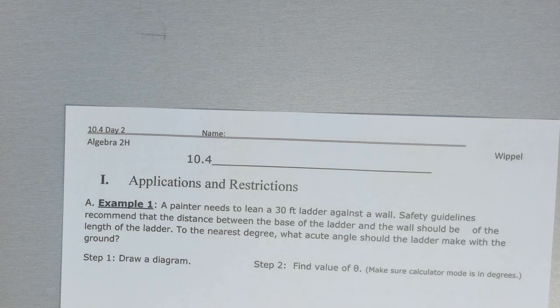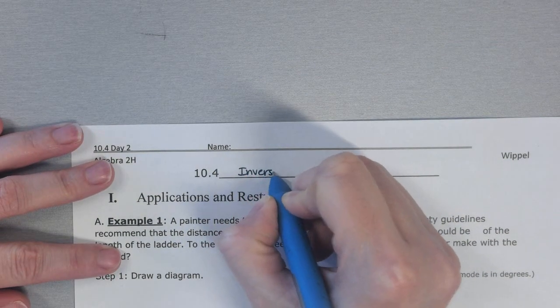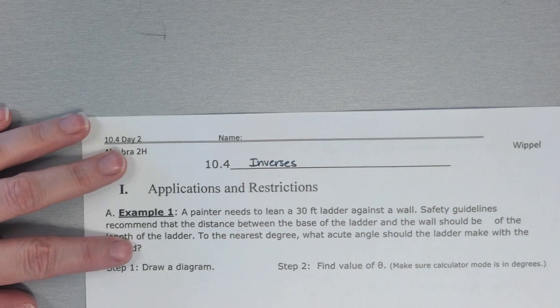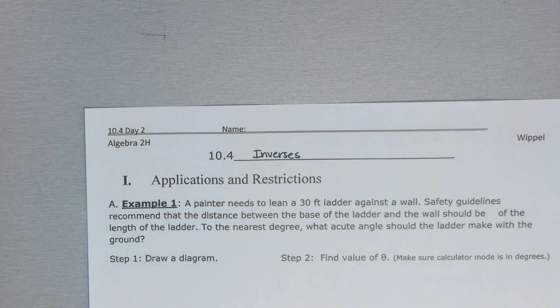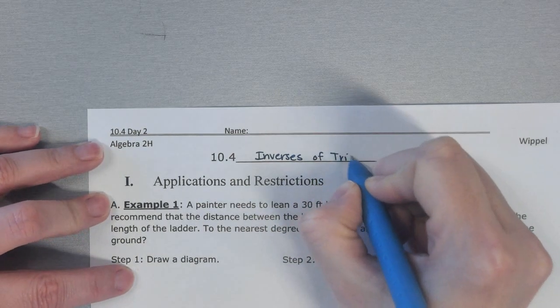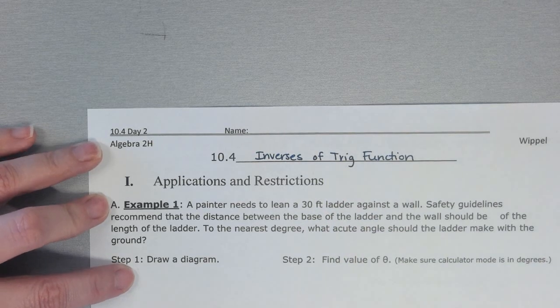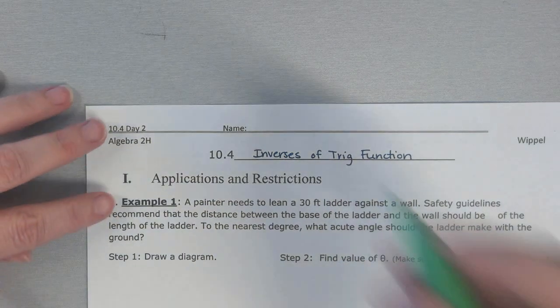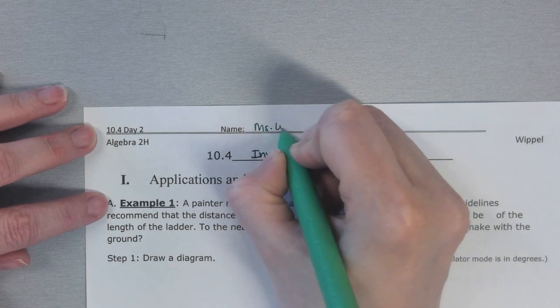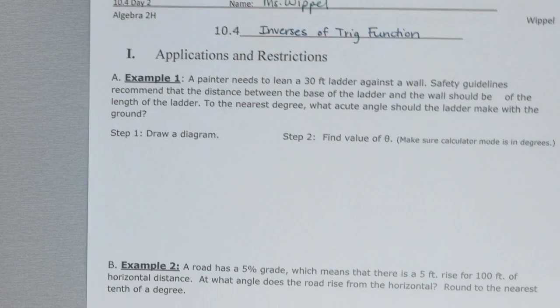Finishing 10.4, and 10.4 is all about the inverses. Okay, so your inverses of your trig functions. Remember that inverses of trig functions are used to find what? Angle measures, right? Okay, so we're going to be using the inverses to find our angle measures.